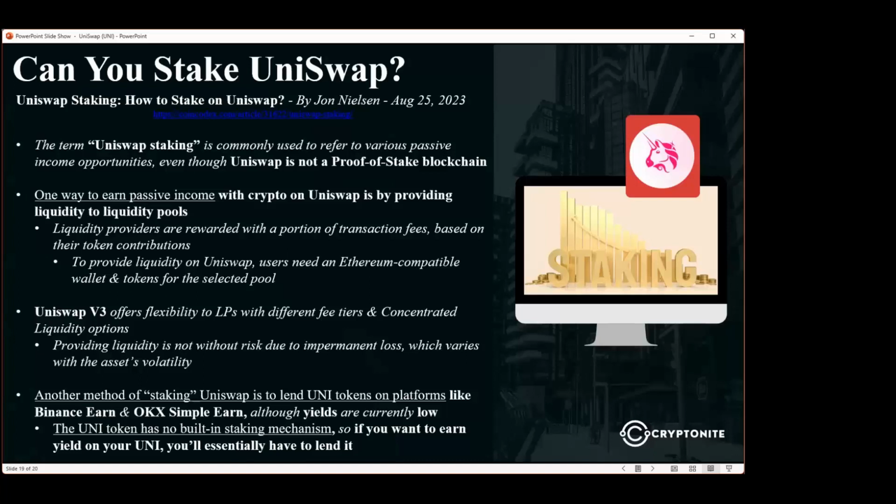No, Uniswap is not a proof of stake blockchain, so you cannot stake it. And if you find some sites or protocols out there that will give you staking rewards, they're not based on something that exists for Uniswap. But there is one way to earn some passive income, which is whenever you provide liquidity to the liquidity pools of Uniswap. But beware that these are very risky. So if you do go that route, be aware of some of the dangers in those liquidity pools.